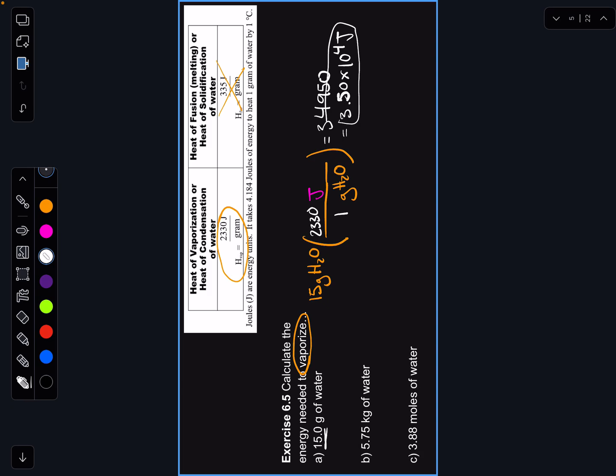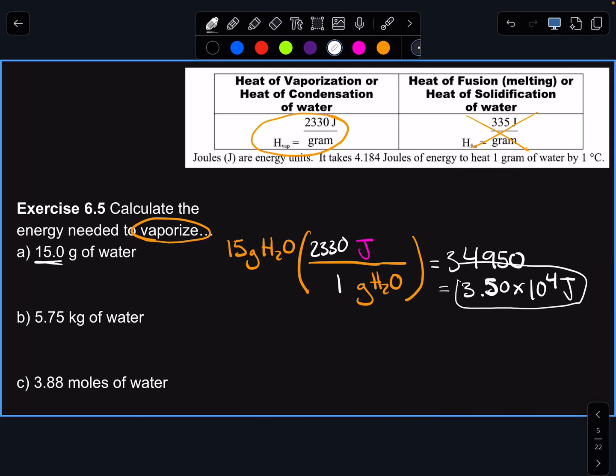Okay, so this is what homework 6.5 looks like. The biggest thing with 6.5 homework, though, is just being aware you may not use that 2,300 every time, right? Sometimes you might use that 335 if you're talking about melting a substance. So pay close attention to that, okay?